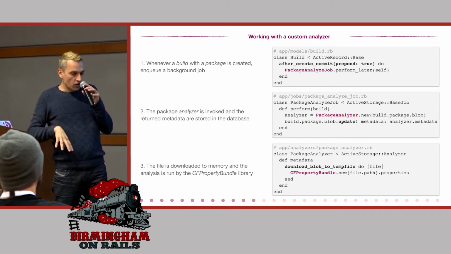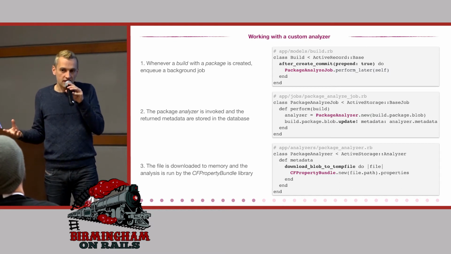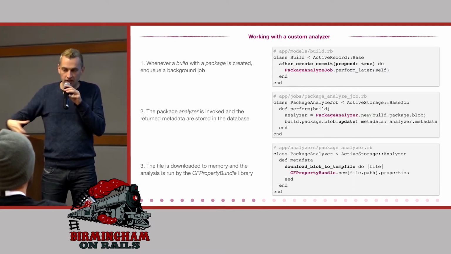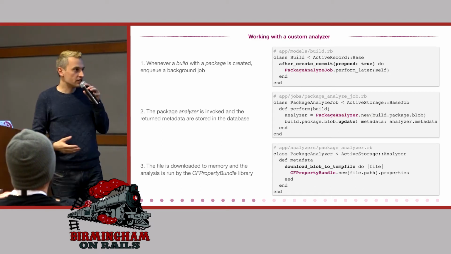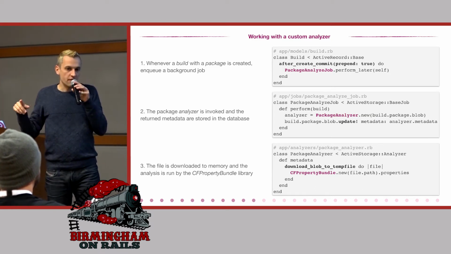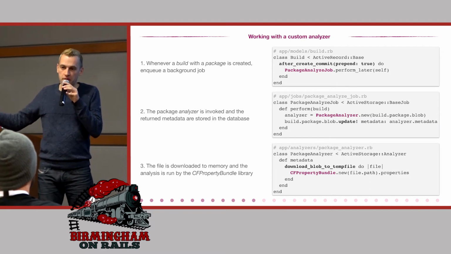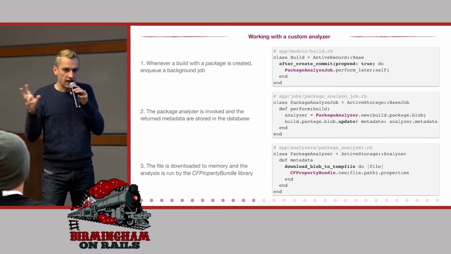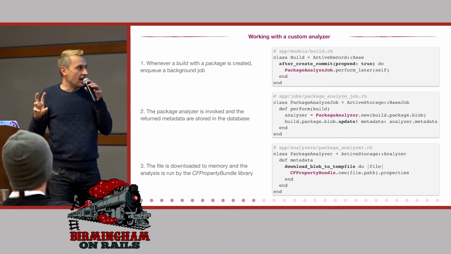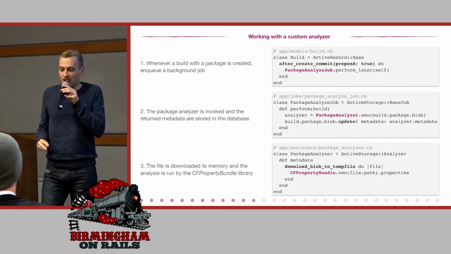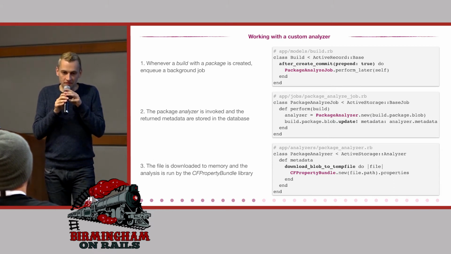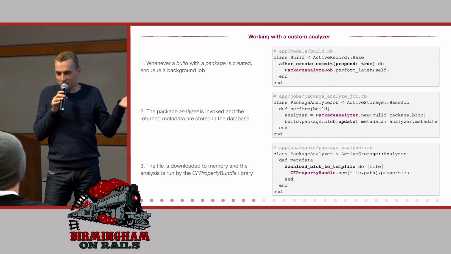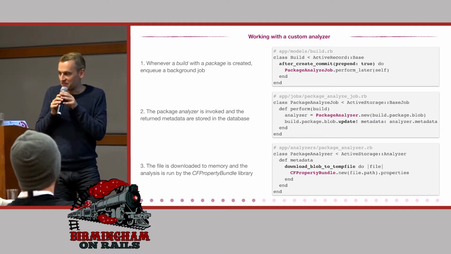And then we have our own analyzer. I call this PackageAnalyzer. Similar to the image one, it uses a library that is able to open iOS packages. It's called CFPropertyBundle, which is Core Foundation Property Bundle. It's able to open this IPA file, extract metadata, and then store the properties back. And so this is the code that I wrote, and as you can see, I took a lot of inspiration from the Active Storage source code.